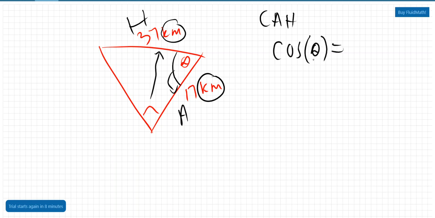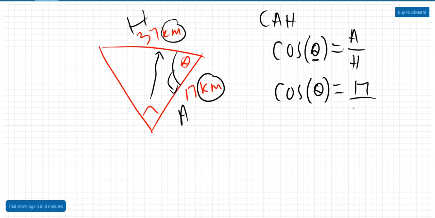So cosine of the angle is equal to adjacent over hypotenuse. And I've labelled my sides. So let's fill in what we've got. Now, we are trying to find theta. So that's our x. Is equal to, adjacent is 17 over hypotenuse, which is 37.